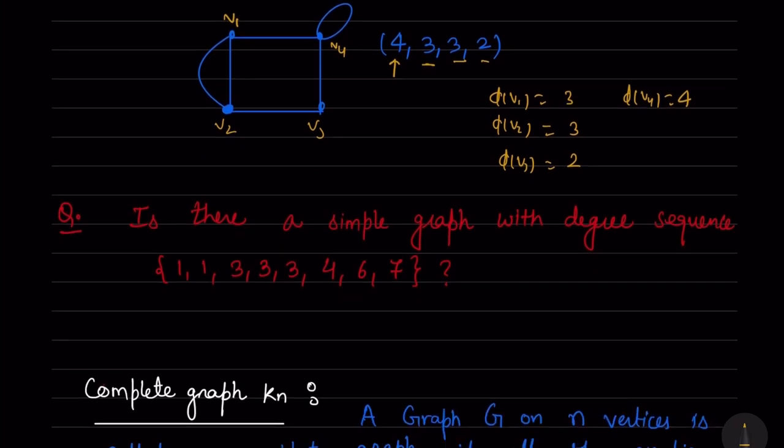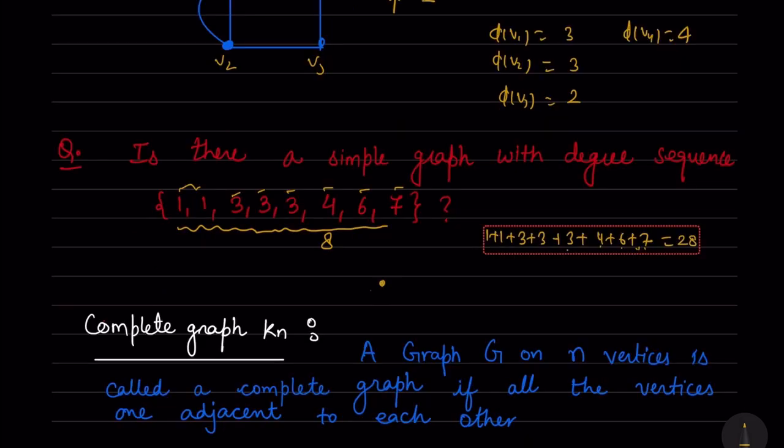So next, a small numerical example. Is there a simple graph with this degree sequence? Can we construct a graph with this degree sequence? We have a total of 8 vertices with these degrees, so we can construct a graph. I will choose a vertex v1 that has degree 7, so that will be connected to 7 vertices: v2, v3, v4, v5, v6, v7, v8.